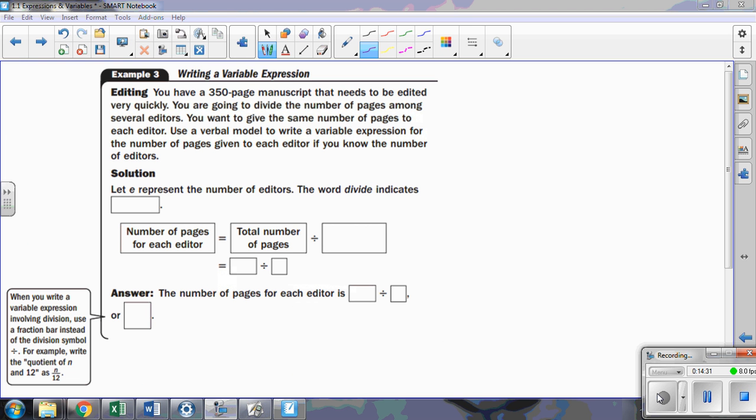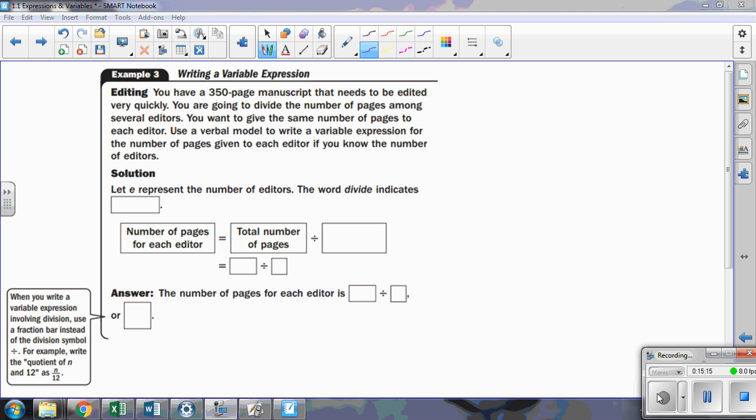All right, now let's see how we can transfer this set of skills. We want to be able to create an expression for something outside the classroom. So here we're looking at this: you have a 350-page manuscript that needs to be edited very quickly. Now, I can't speak for you, but do you really want to sit down and read and edit 350 pages of a book? That would take you a while. So that's a job that you want to split up. You don't give it to lots and lots of people. You're going to divide the number of pages among several editors. You want to give the same number of pages to each editor, so use a verbal model to write a variable expression of the number of pages given to each editor.